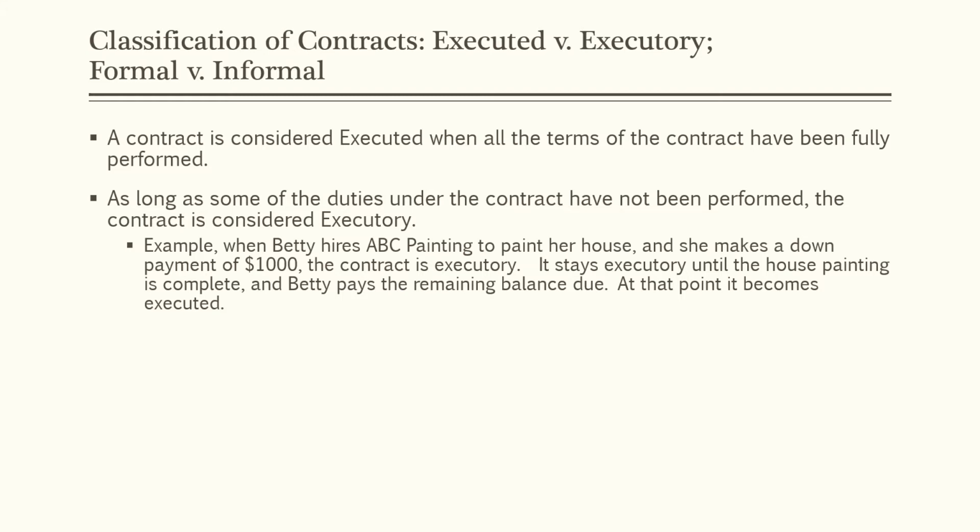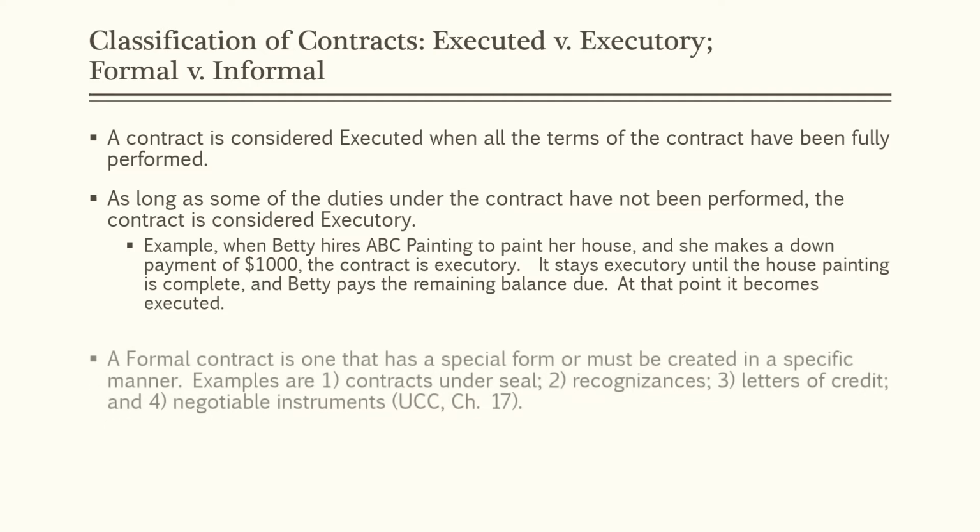Let's go back to our painting example. When Betty hires ABC Painting to paint her house and she makes a down payment of $1,000 prior to the work starting, the contract is executory. It stays executory until the house painting is complete and Betty pays the remaining balance due. At that point, it becomes an executed contract.